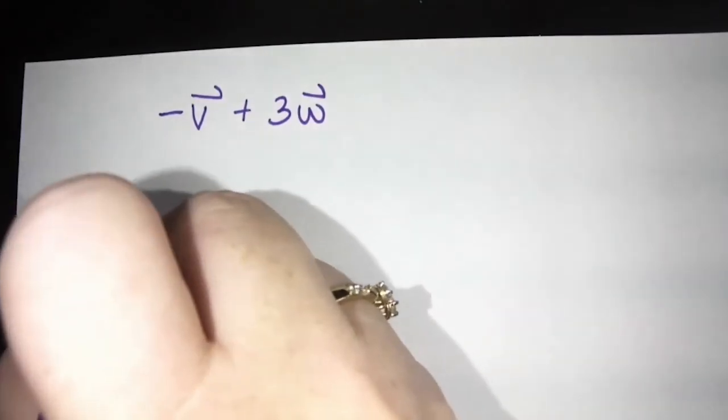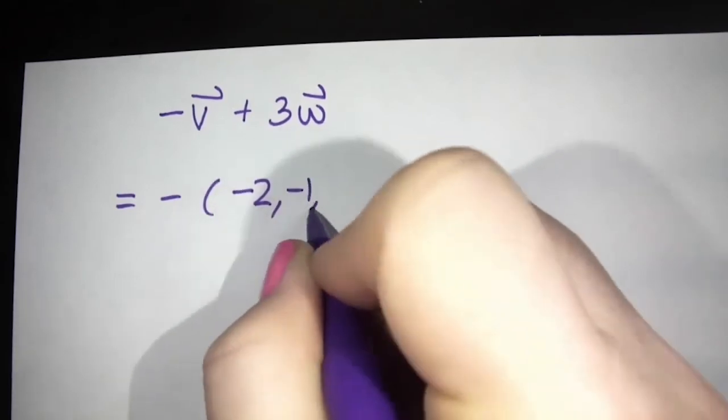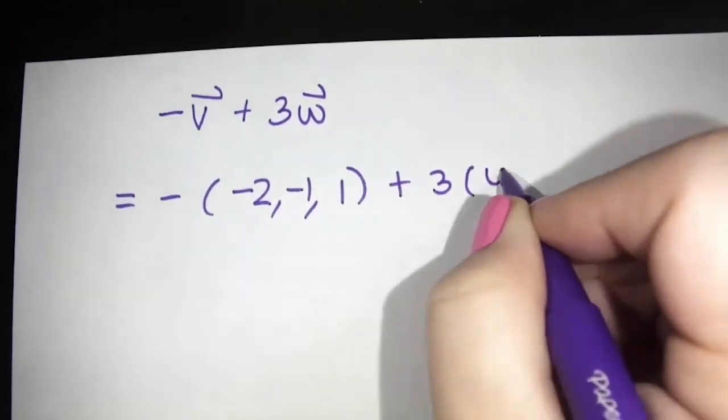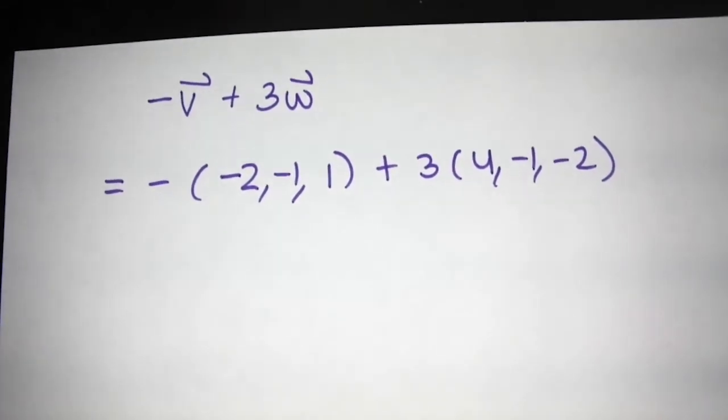So I'll give you one more to try here. So let's do -v plus 3w. And I'll write down what our vector v and w are again for you. V is -2, -1, 1. And w is 4, -1, -2. So go ahead, hit pause, and work that out and see what you get there.